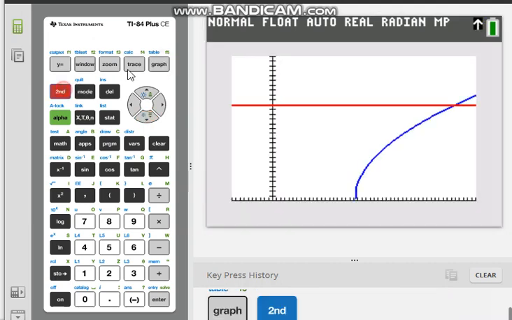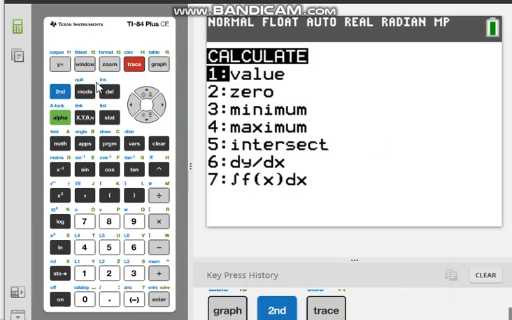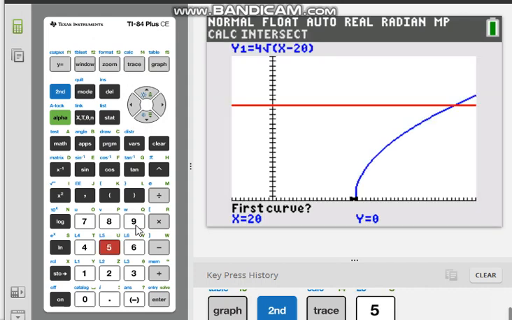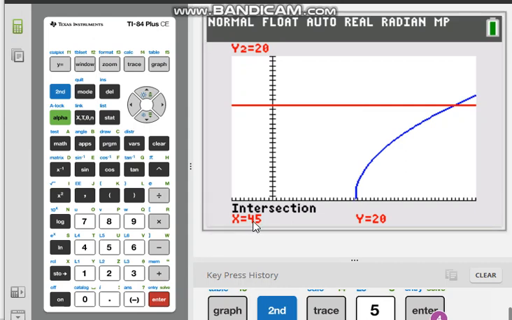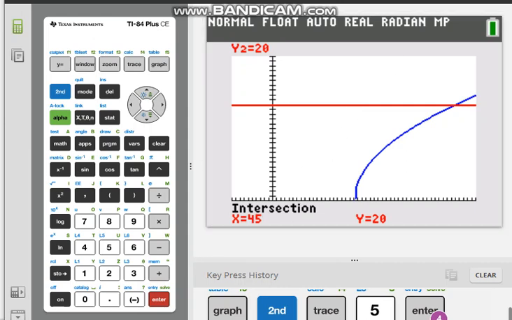And we want to find the intersection of the two graphs. So that's under second trace, number 5, and then hit enter 3 times. And x is equal to 45.